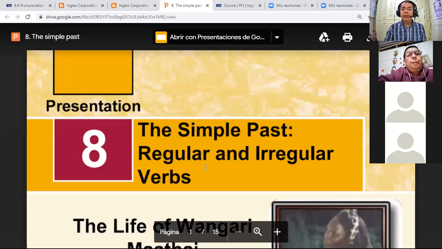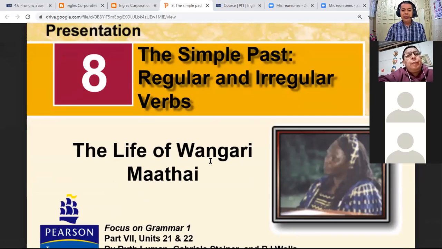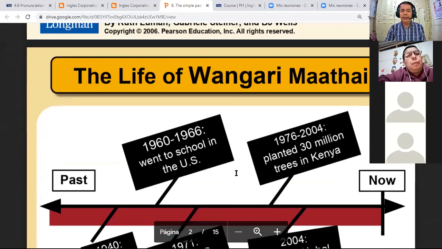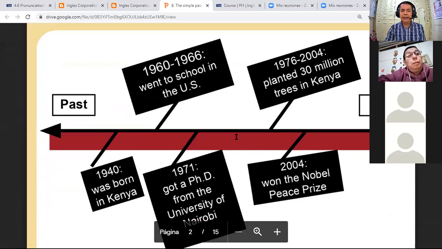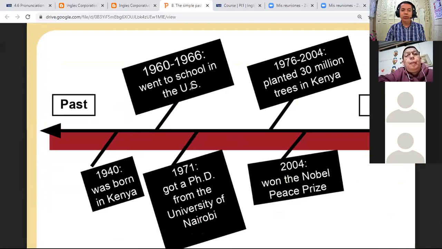Okay, the simple past, regular and irregular verbs. And it says the life of Wangari Maathai, the Nobel Prize, la que ganó el premio Nobel, right? The life of Wangari says, she was born in 1940 in Kenya, right? From 1960 to 1966, she went to school in the United States. In 1971, she got a PhD, right?